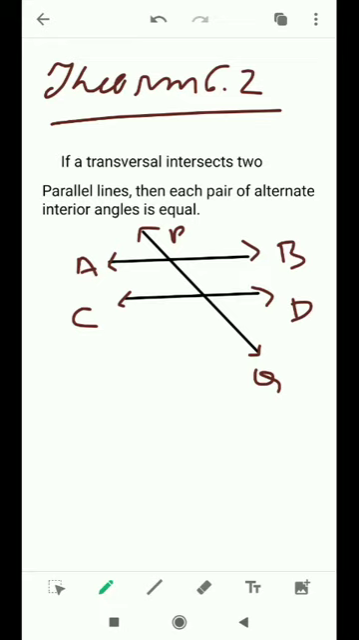We need to prove alternate interior angles are equal. That means I'm marking here this one is equal to 2. This one we have to prove. Now how will you prove this one?